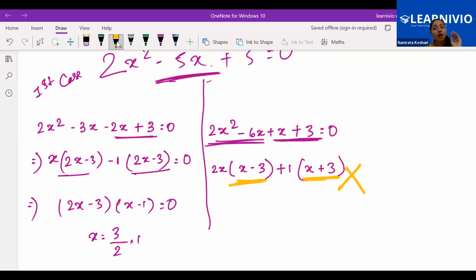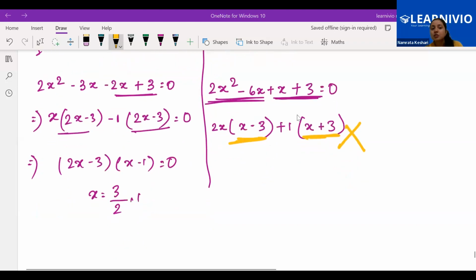We have to think about the other possibility, which we have done already on the left hand side of the screen. We are going to go with that, and the x value is 3 by 2 and 1. Yes, perfect. Everyone has already got the same. Yes, 3 by 2 and 1. This is the solution we are having.